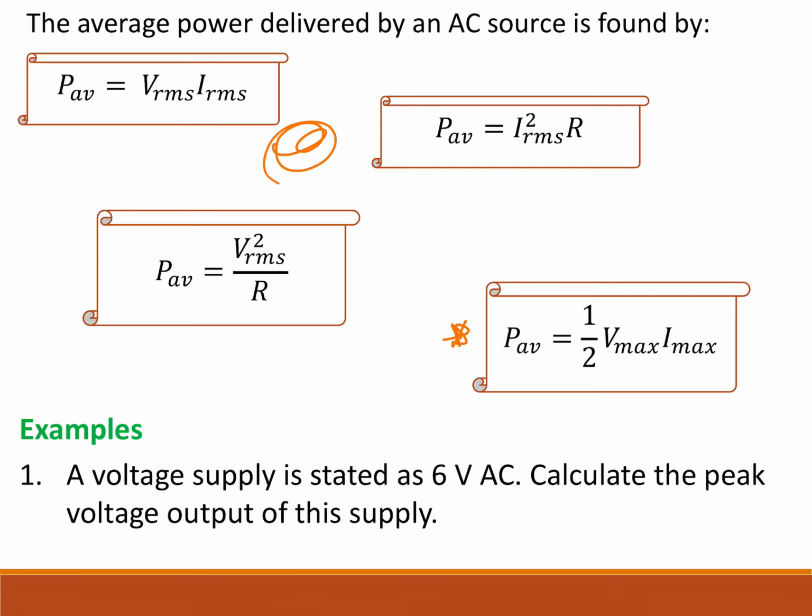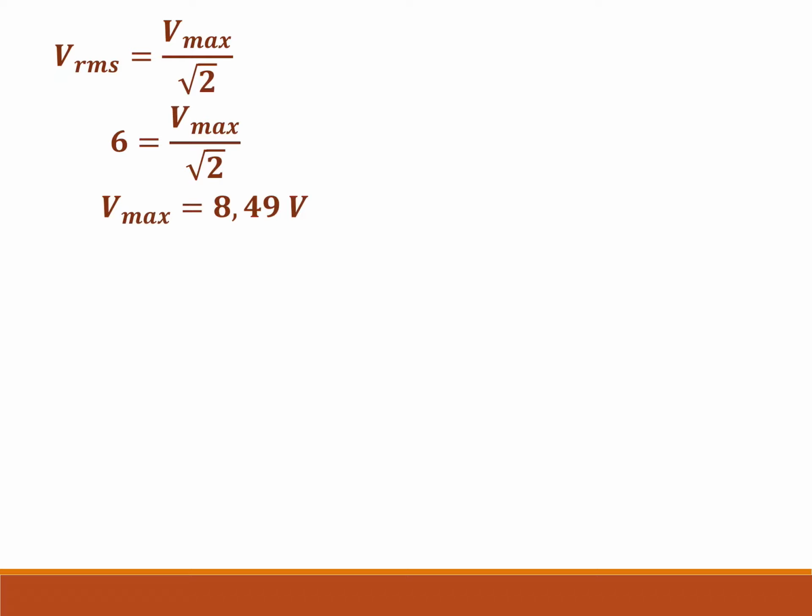So the first one, a voltage supply stated as 6 volts AC. Calculate the peak output. This is always VRMS, okay? Unless they tell you otherwise. And they tell me they want peak. That means they want the maximum. So they've given us the VRMS. We want the maximum. We have our equation. So here we go. So 6 equals Vmax over square root 2, and Vmax is equal to 8,49 volts. Simple as that, okay? So this is fairly straightforward.